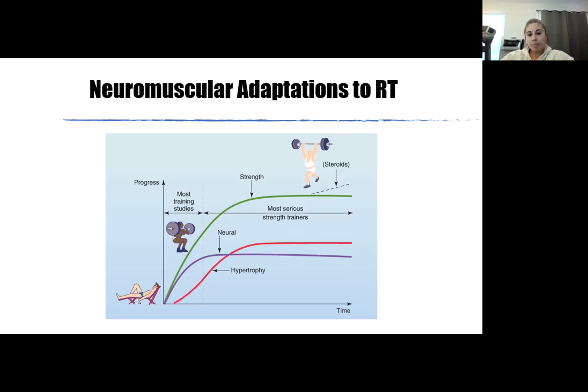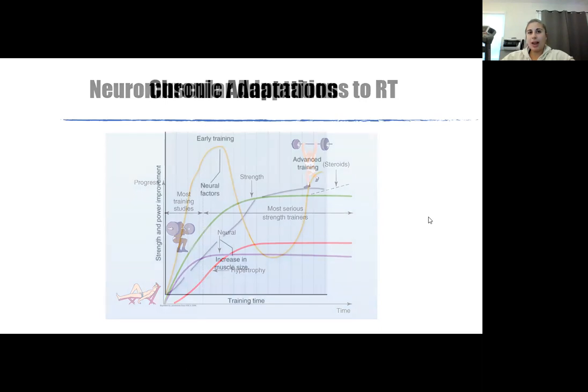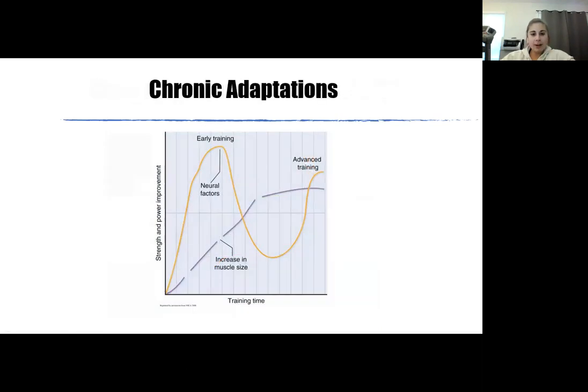So the summary of this chart here is that early on, when someone starts training, the main driver for adaptation and improvements in strength is those neural adaptations. Then later on, it's hypertrophy. And that is what you need to know from this, okay? And so let's talk about what those neural adaptations are, what's happening, and we'll get there in one sec.